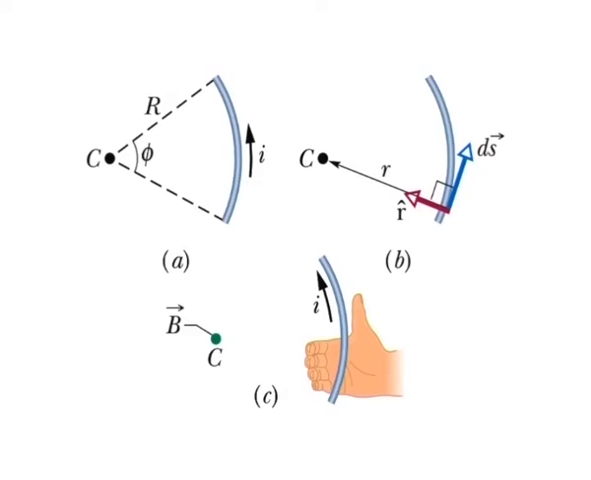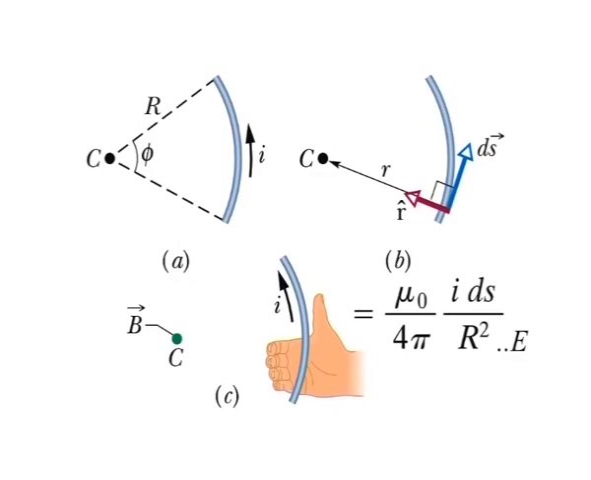To find the total field at C due to all the elements on the arc, we need to add all the differential magnetic field vectors. However, because the vectors are in the same direction, we do not need to find components. We just sum the magnitudes of field vectors, that is dB, as given by equation E. Since we have a vast number of those magnitudes, we sum via integration.